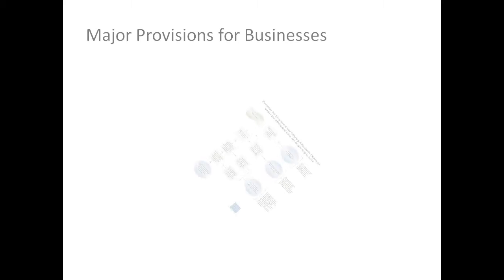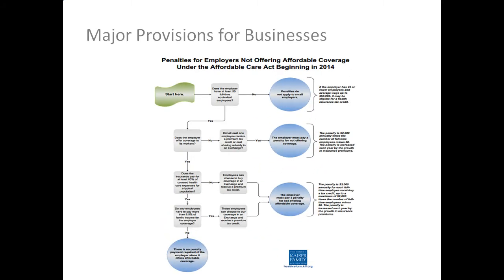This chart, available online from the Kaiser Family Foundation, outlines the steps for determining if an employer is required to provide coverage and/or is subject to penalties for not providing coverage.